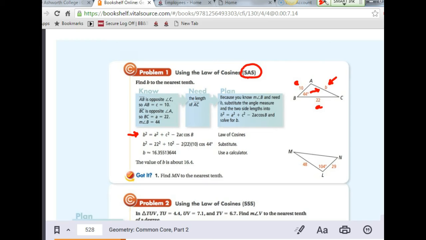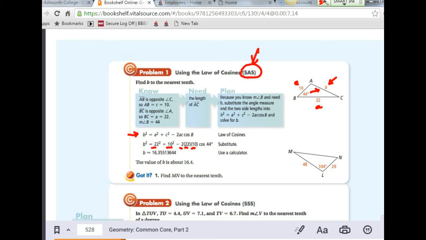Your a value, or the one across from the angle A, is 22. You're going to square that, plus the one across from the c value is 10, so you're going to square that. Then you're going to subtract 2 times 22 times 10, and then multiply that by the cosine of 44, which is the angle between those two sides. Again, concentrating on this side angle side here.